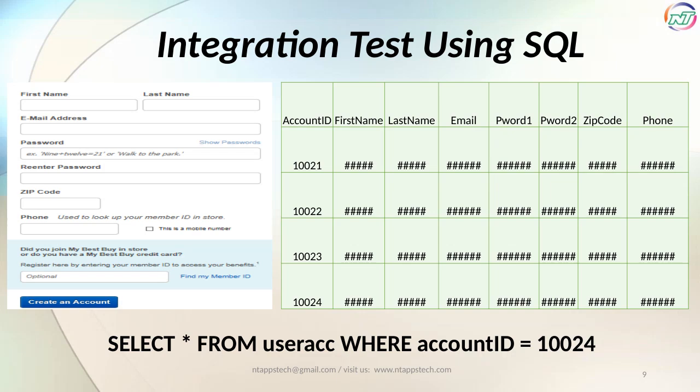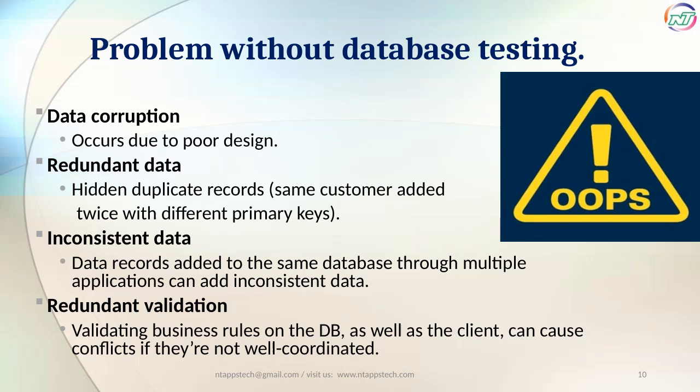By executing such queries, we ensure that data entered through the interface or business layer flows accurately into the database. You can see the table structure includes fields like first name, last name, email, password, zip code, and phone, which represent typical user account details. This approach is vital for confirming that the back-end data aligns with what the system's front end submits, helping catch any mismatches early in the integration testing process.